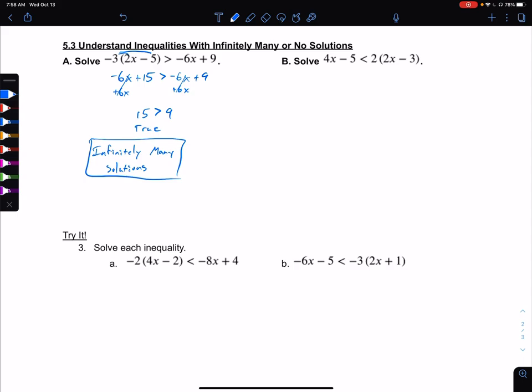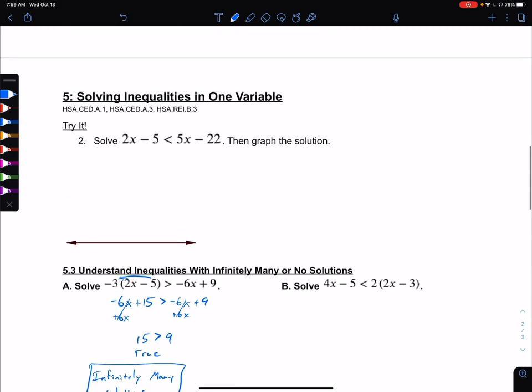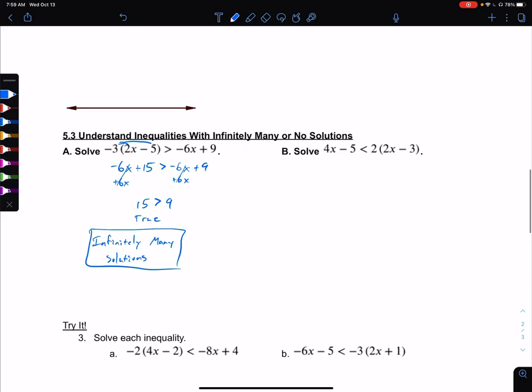Okay, that's it. We don't have to graph this one. We're good there. But if we did have to graph this, you would just shade in or highlight the entire number line. So if I was going back to a number line here, let's just use that one as an example, I would just shade everything, because everything is a solution.